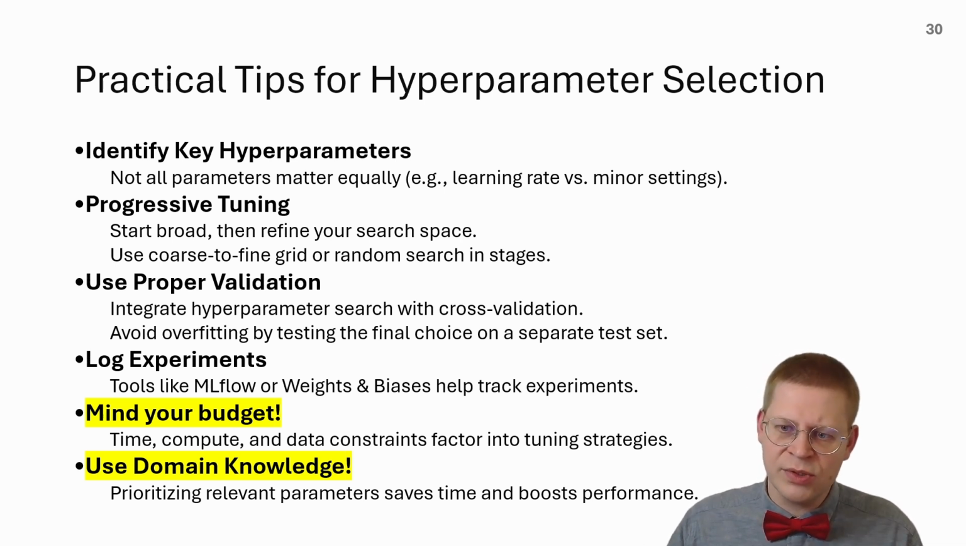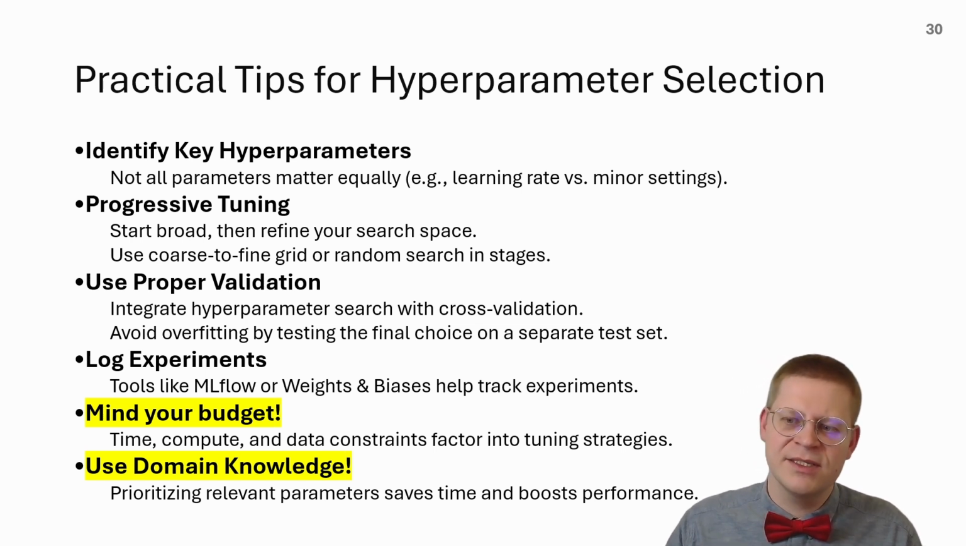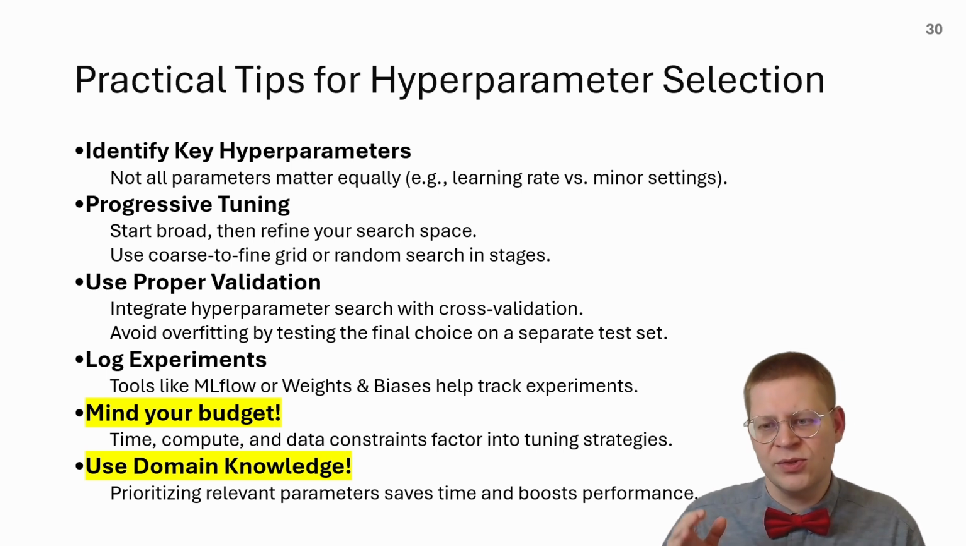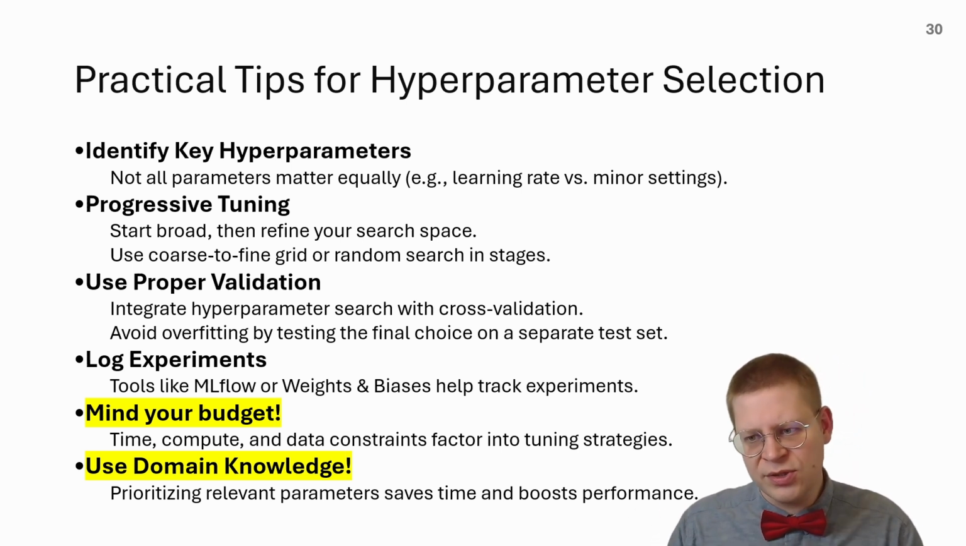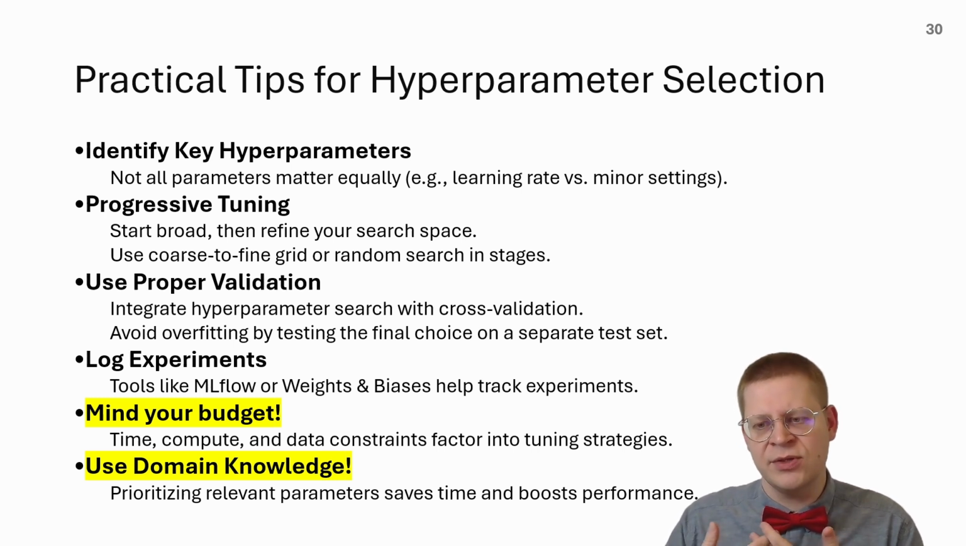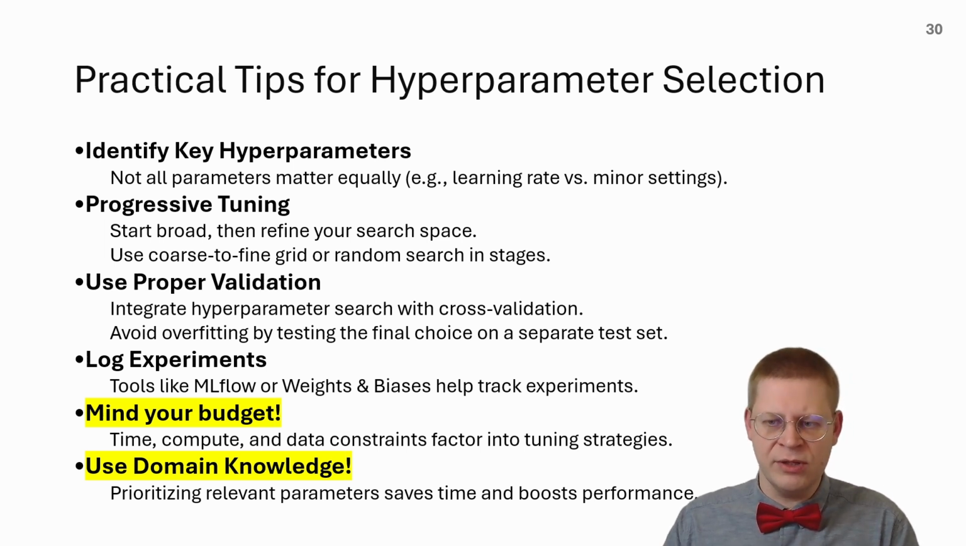And most importantly, mind your budget. Tuning can be expensive in terms of both computational resources and time. You don't want to lock up the entire server for days running an enormous grid. And finally, use domain knowledge. If you know certain parameters are more influential in your field, focus on those first. And this combination of strategy, resource management, and expertise leads to the best possible model performance.